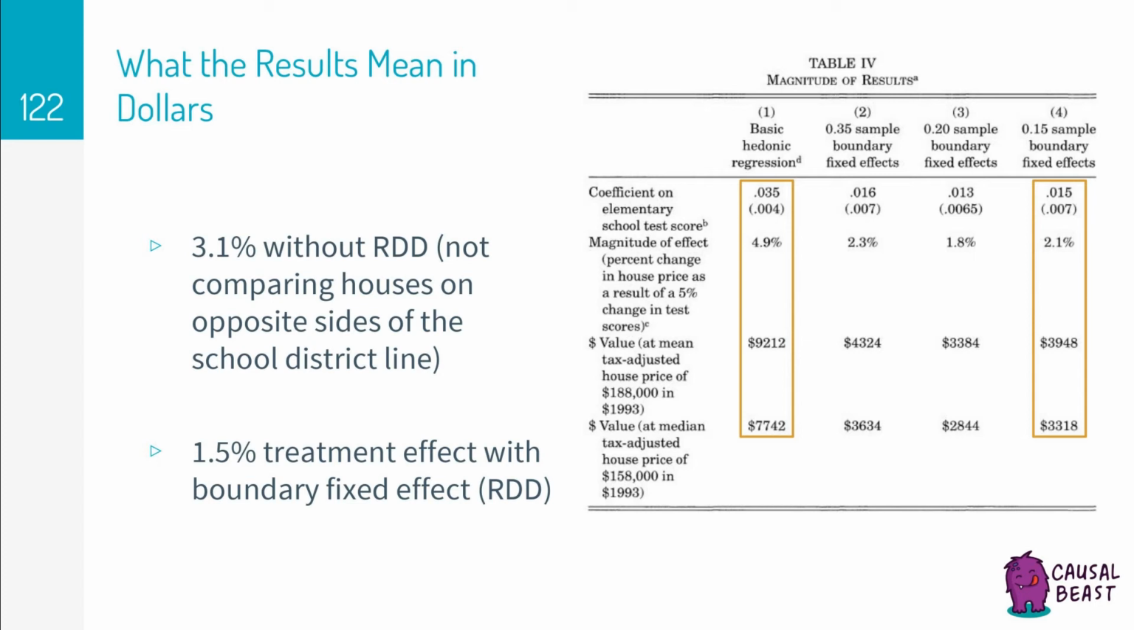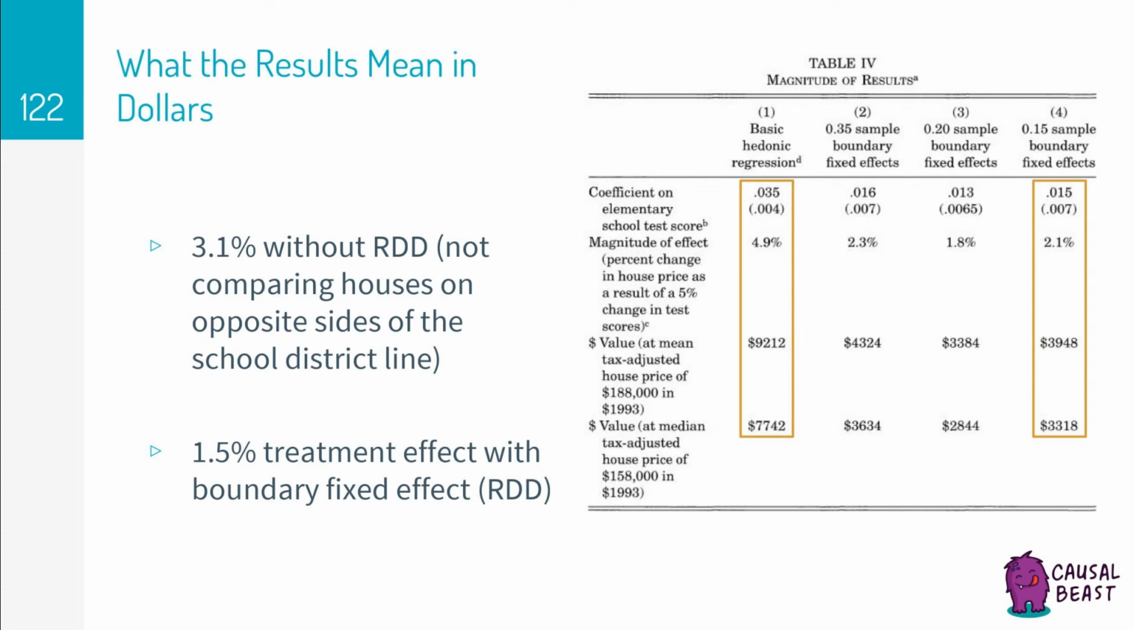The coefficient, gamma, of elementary school test score in column 5, the number 0.031, was the result Black got from the basic hedonic regression, remember, just the controlled regression. But the coefficient for the regression discontinuity model, which she labels as "with boundary fixed effects," the number is 0.015, roughly half. The interpretation? The naive estimation using the controlled regression was a pretty biased estimate.